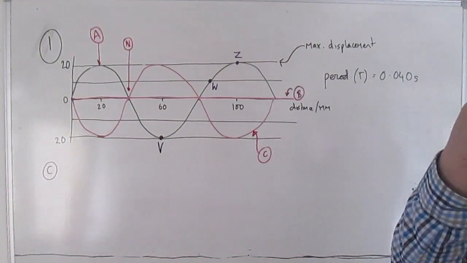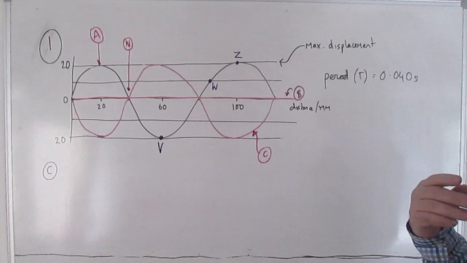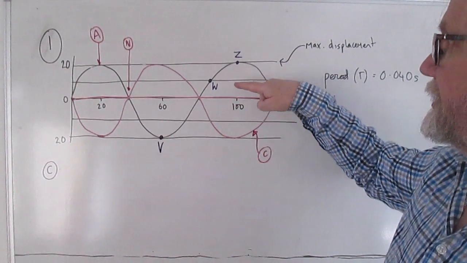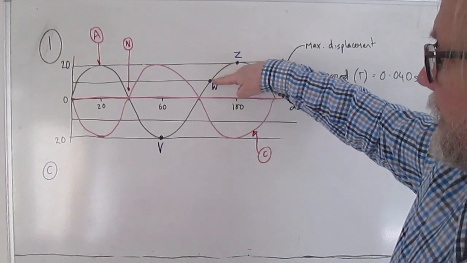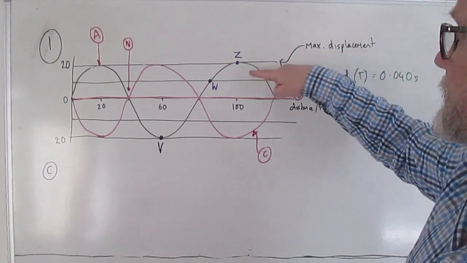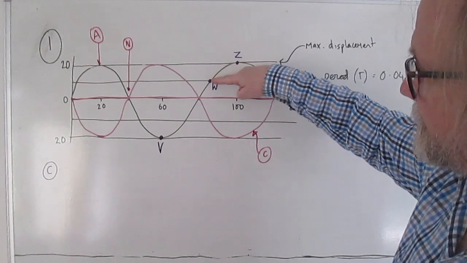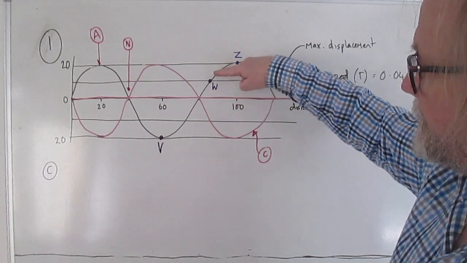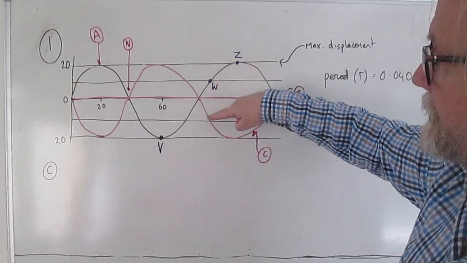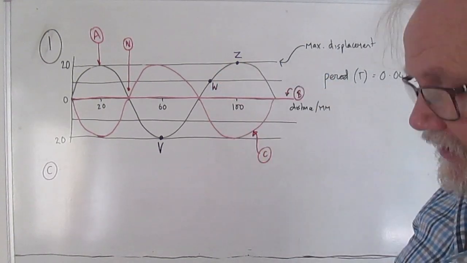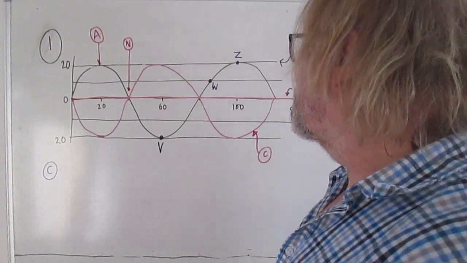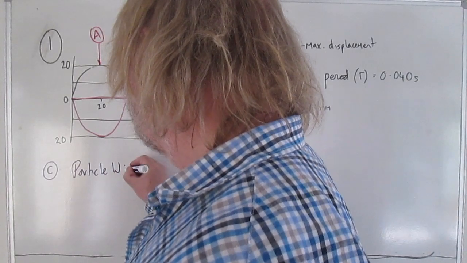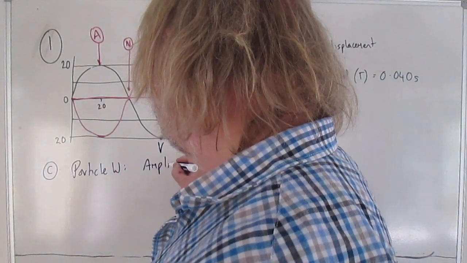In part C, it asks us first of all for what's the amplitude of the motion of the particle at W, and you can see that again we know that this is its maximum displacement, and then it's just going to oscillate by going down to there and then down to there and then back up and then back up. So its amplitude is its maximum displacement, and it never gets further than the 10 millimeters it's at the moment. So for particle W, the amplitude is 10 millimeters.